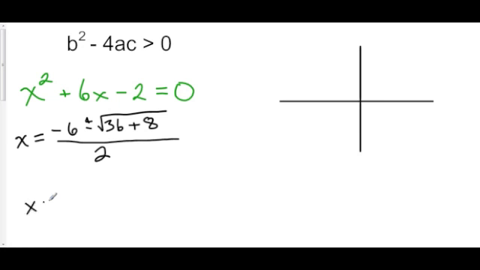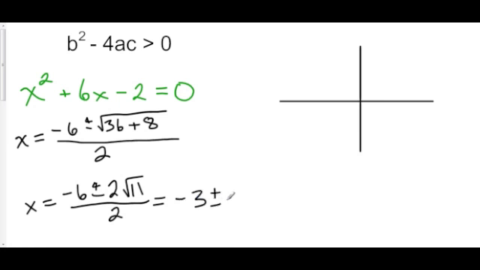So x is equal to negative 6 plus or minus the square root of 36 plus 8. Well, let's see. 36 plus 8, that gives us 44. We can take a 4 out of there, so that's going to be 2 root 11 all over 2, and this is equal to negative 3 plus or minus the square root of 11.